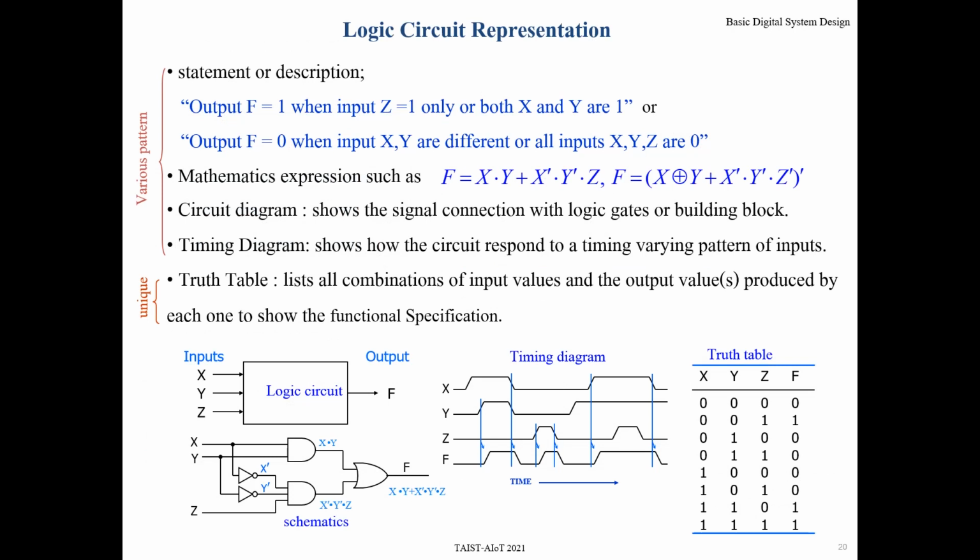Now let's talk about how to represent the logic circuit. There are many methods to represent it. For example, you can represent it by writing or using some statement or description. For example, output F is 1 when both X and Y are 1. Or you can represent the function by a mathematical expression like this, or draw a circuit diagram, or use a timing diagram, or use truth tables to represent the function.